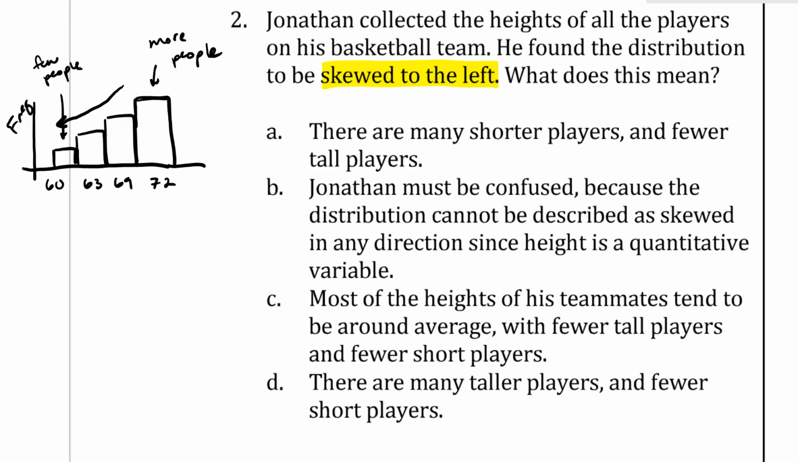Something skewed to the left is going to have a lot of tall players and fewer shorter players. And so if we're reading this, it says letter D is actually our answer. There are many taller players and fewer short players.